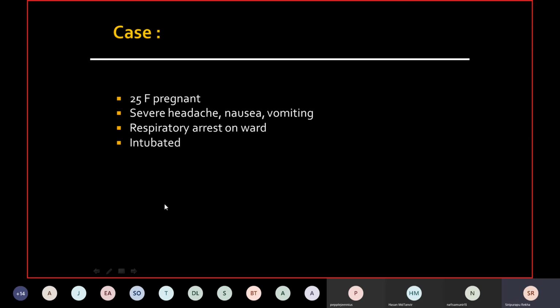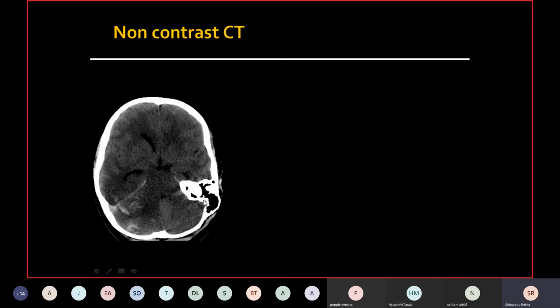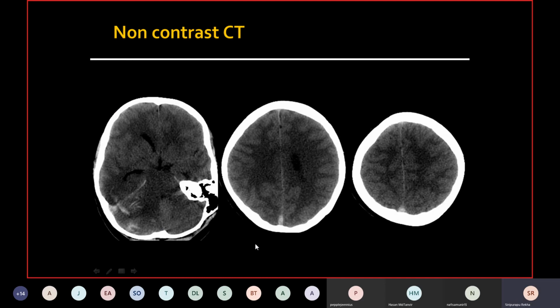So this is an interactive case. We have a 25-year-old pregnant woman who came in with severe headache, nausea, vomiting, and had respiratory arrest on the ward and had to be intubated. So she had a CT for obvious reasons, and this is what the non-contrast CT shows. I'll show you the images and I won't talk you through them, but what would you do next?